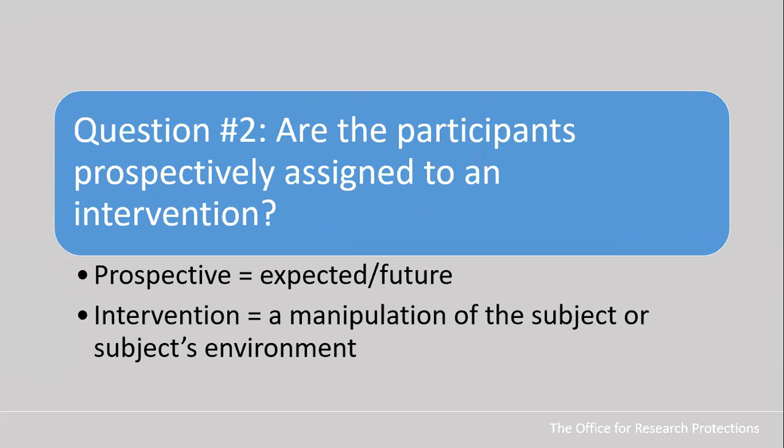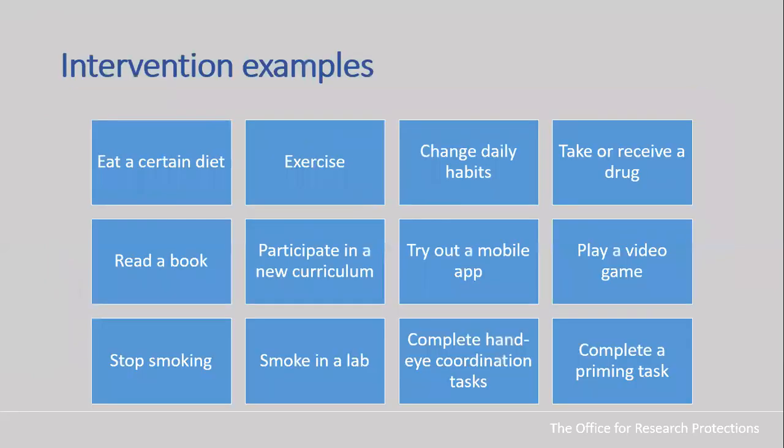And this can be what might traditionally be considered a clinical trial intervention, such as drugs or small molecules, compounds, biologics, devices, procedures, surgical techniques, etc. But here are some other examples of an intervention from NIH. We've got eating a certain diet, exercising, a change in daily habits, taking or receiving a drug, reading a book, participating in a new curriculum, trying out a mobile app, playing a video game, stopping smoking, smoking in a lab, completing hand-eye coordination tasks, or completing priming tasks. These are all considered interventions, even if you've never used the word intervention to describe your work before.